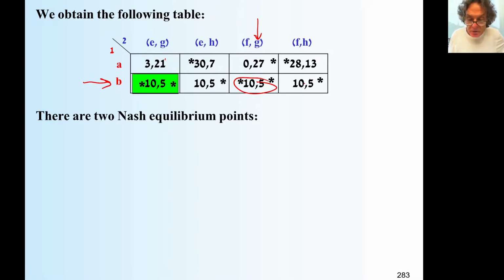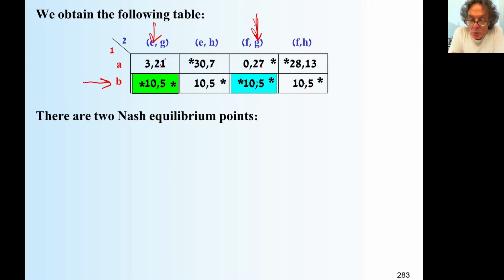This is the non-perfect equilibrium. It is true that both of them give 10 to player 1 and 5 to player 2 because he goes B. But this one is sensible and this one is not. Why is this one not? Because look at this compared to this. 21 is less than 27 for player 2 and 5 is like 5. So EG is a weakly dominated strategy.